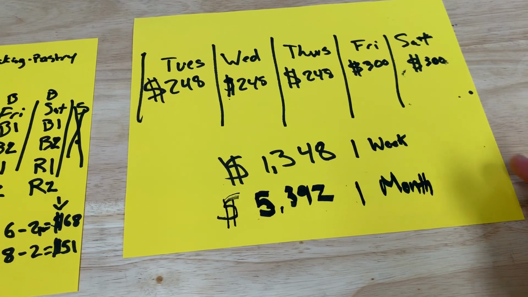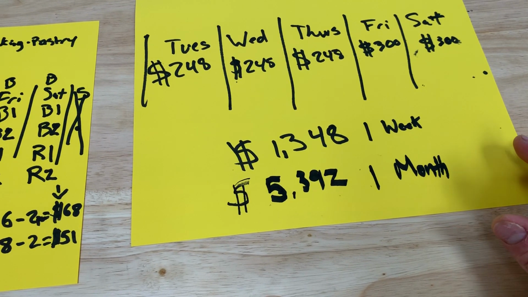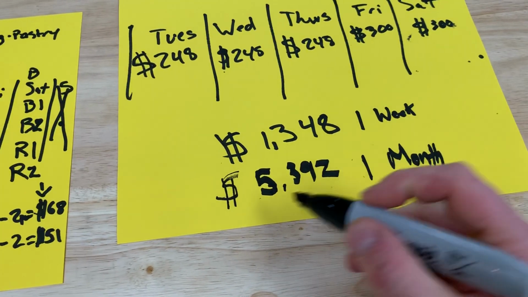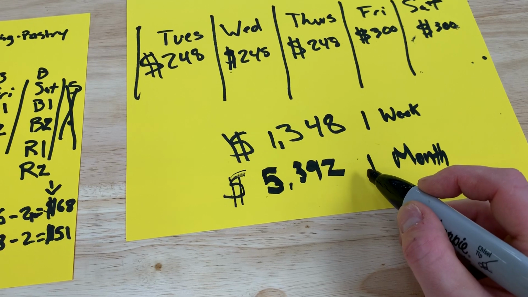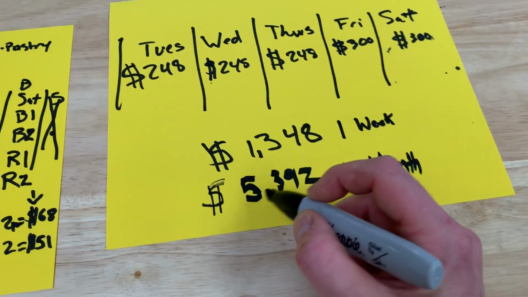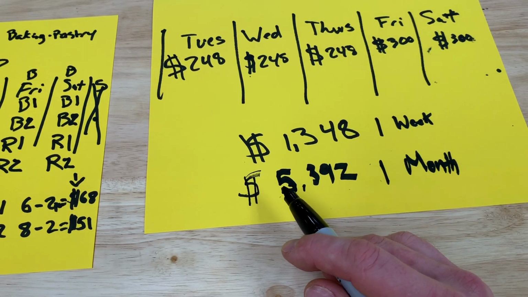Typically, a manager in a donut shop would be making a salary, let's say $3,000. Now you're adding $3,000 to this. So your labor cost is looking more like $8,000 for 1 month, right?